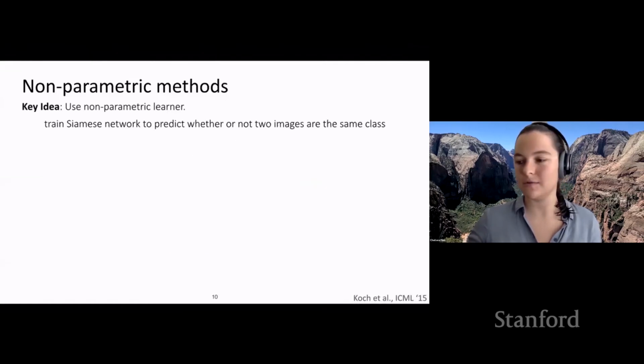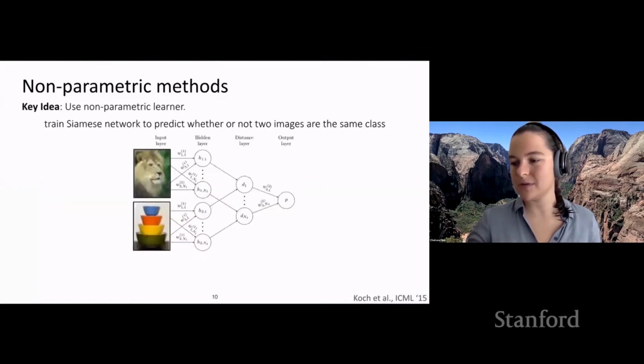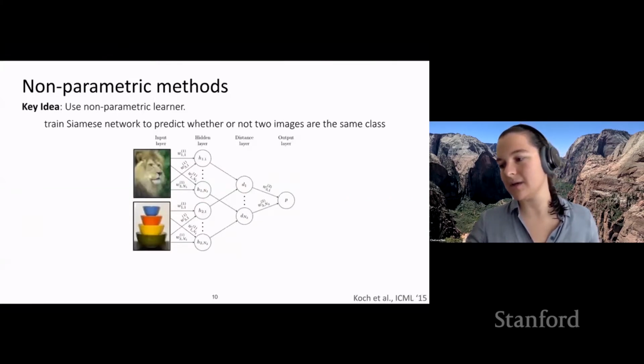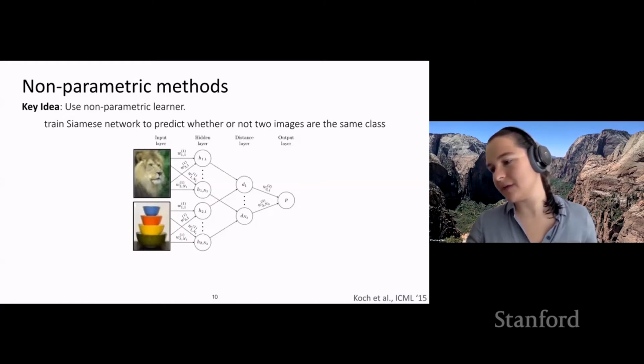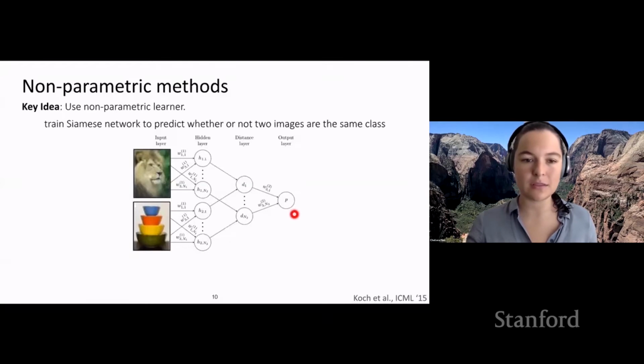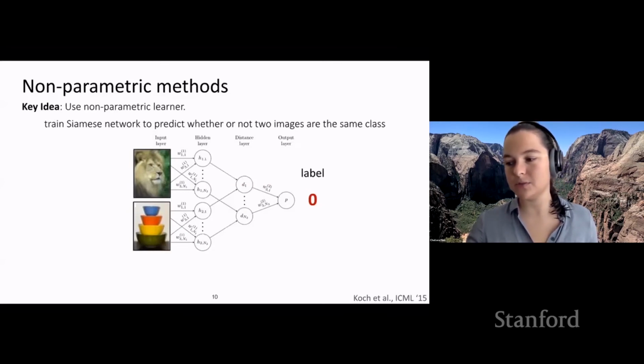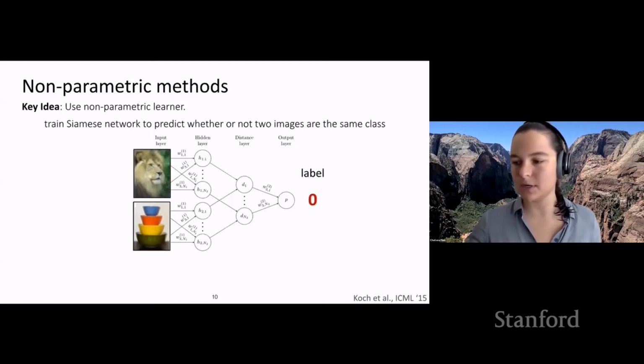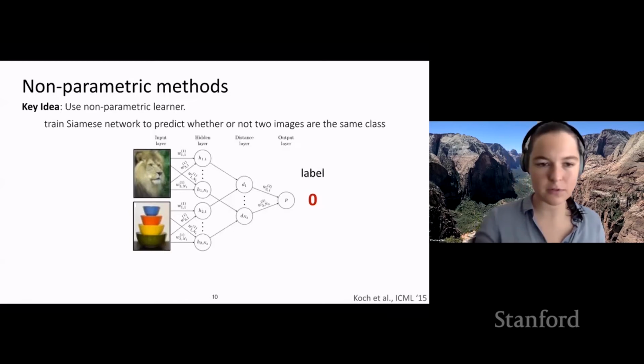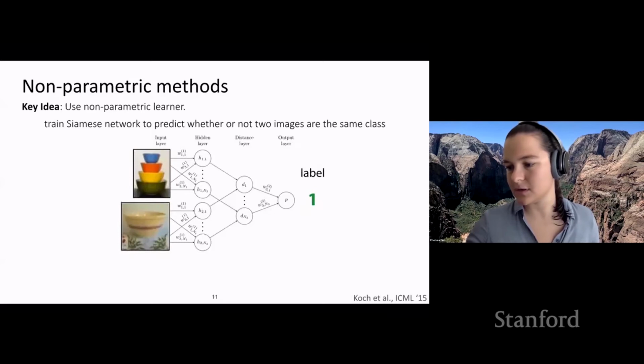So what this looks like is, for example, you could train a Siamese network to predict whether two images are of the same class. What this would look like is you take two images, you pass that through a network to produce an embedding, and then you have an additional set of layers that output whether or not they are the same class or not. So for this pair, you would train it to output 0 because they're a different class. For this pair of images, you would tell it to output 1 because these both correspond to the class of bowls.